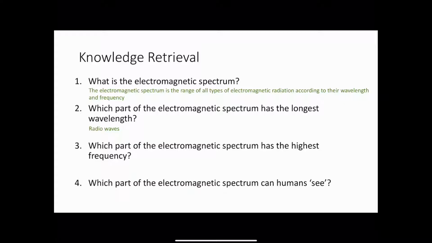Which part of the electromagnetic spectrum has the highest frequency is what question number 3 has asked you. Well, that's the gamma waves portion of the EM spectrum. And then question number 4 asks you which part of the EM spectrum can humans see in, and that is the visible light portion of the EM spectrum. Give yourself a mark out of 4 and continue to practice those questions if you got less than 3 out of 4 correct.